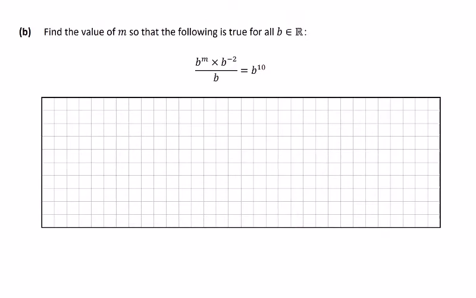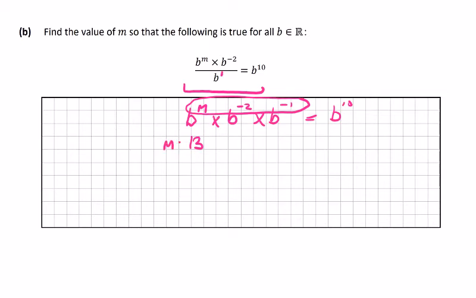In part B, we're asked to find the value of m so the following is true. So the left hand side has to be equal to b to the power 10. I'm putting a 1 in here. So if I bring that up, it's going to become a minus 1. So on top I have b to the power of m multiplied by b to the power of minus 2 multiplied by b to the power of minus 1 is equal to b to the power of 10. On your rules of indices, these 3 numbers have to add to give 10. So you see m would have to be 13, minus 3 is 10, m is equal to 13. That's 13 minus 2 minus 1 is equal to 10.